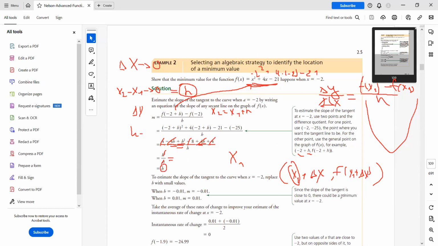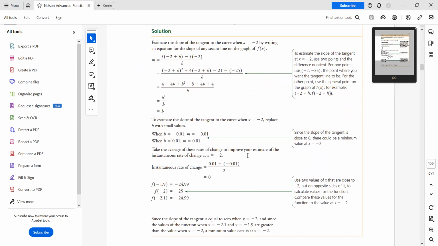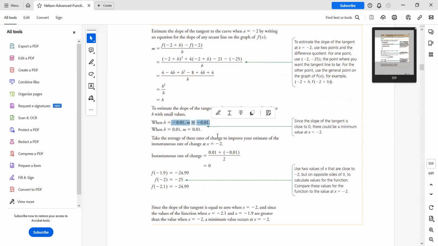Okay, and since the slope of the tangent occurred to be close to 0 from both sides, there could be a minimum value at x equals negative 2. Now, next step, take the average of these rates of change to improve your estimate of the instantaneous rate of change at x equals negative 2, right? We take the average rate of change to the left and to the right, and finding its average would give us a better estimate, because basically we're estimating something in between those 2 points. And here, the result would give us 0.